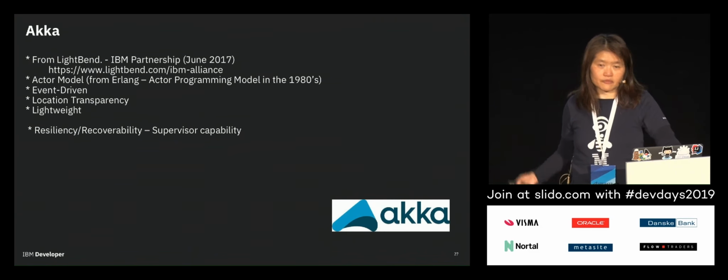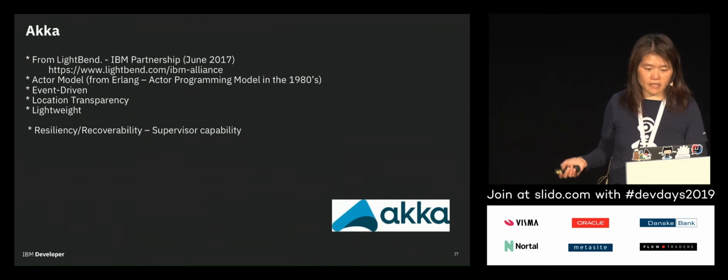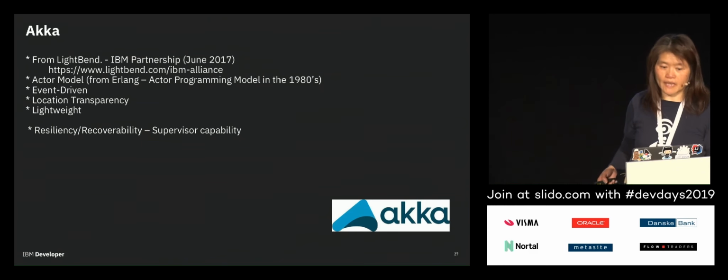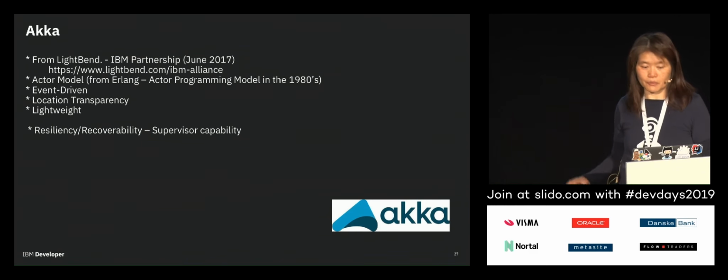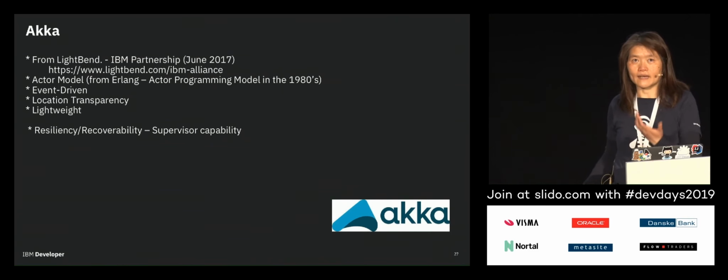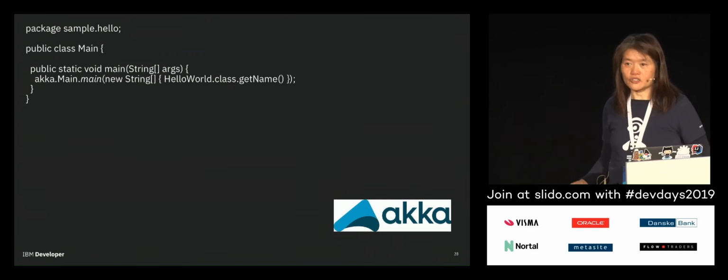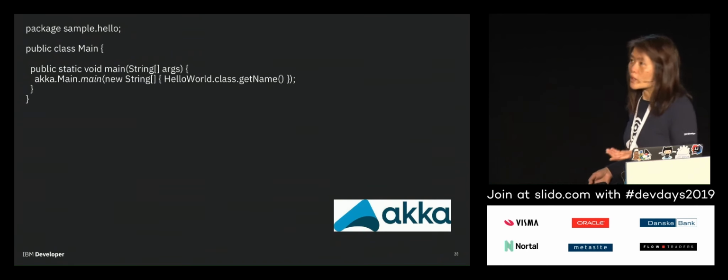Akka is again from Lightbend, and IBM has had a partnership with Lightbend since June 2017, so almost 2 years ago. Akka makes use of the actor model that originated from Erlang, from the actor programming model in the 80s. It's event-driven, with location transparency, and it's lightweight, and the resiliency and recoverability are very powerful. It's done by the supervisor capability.